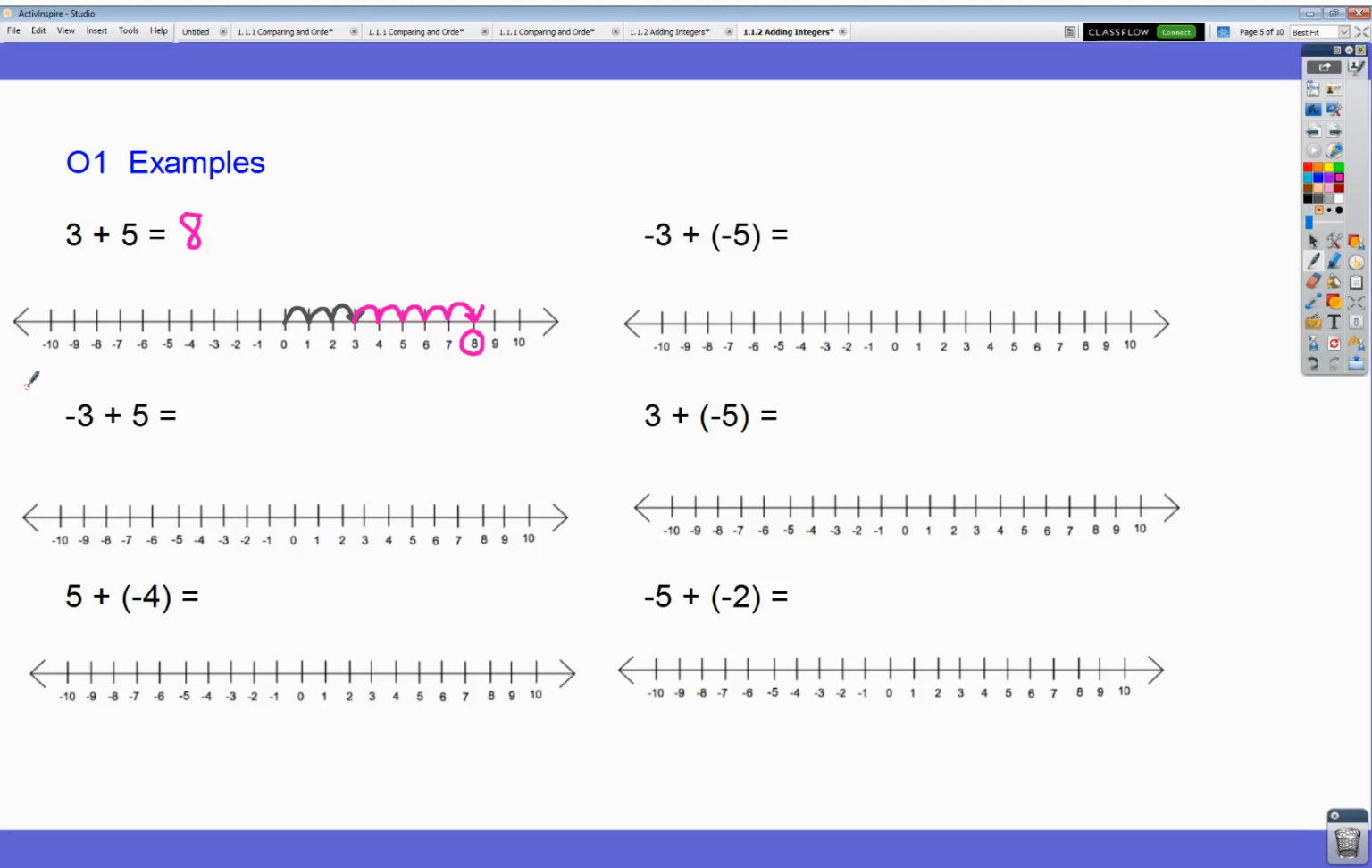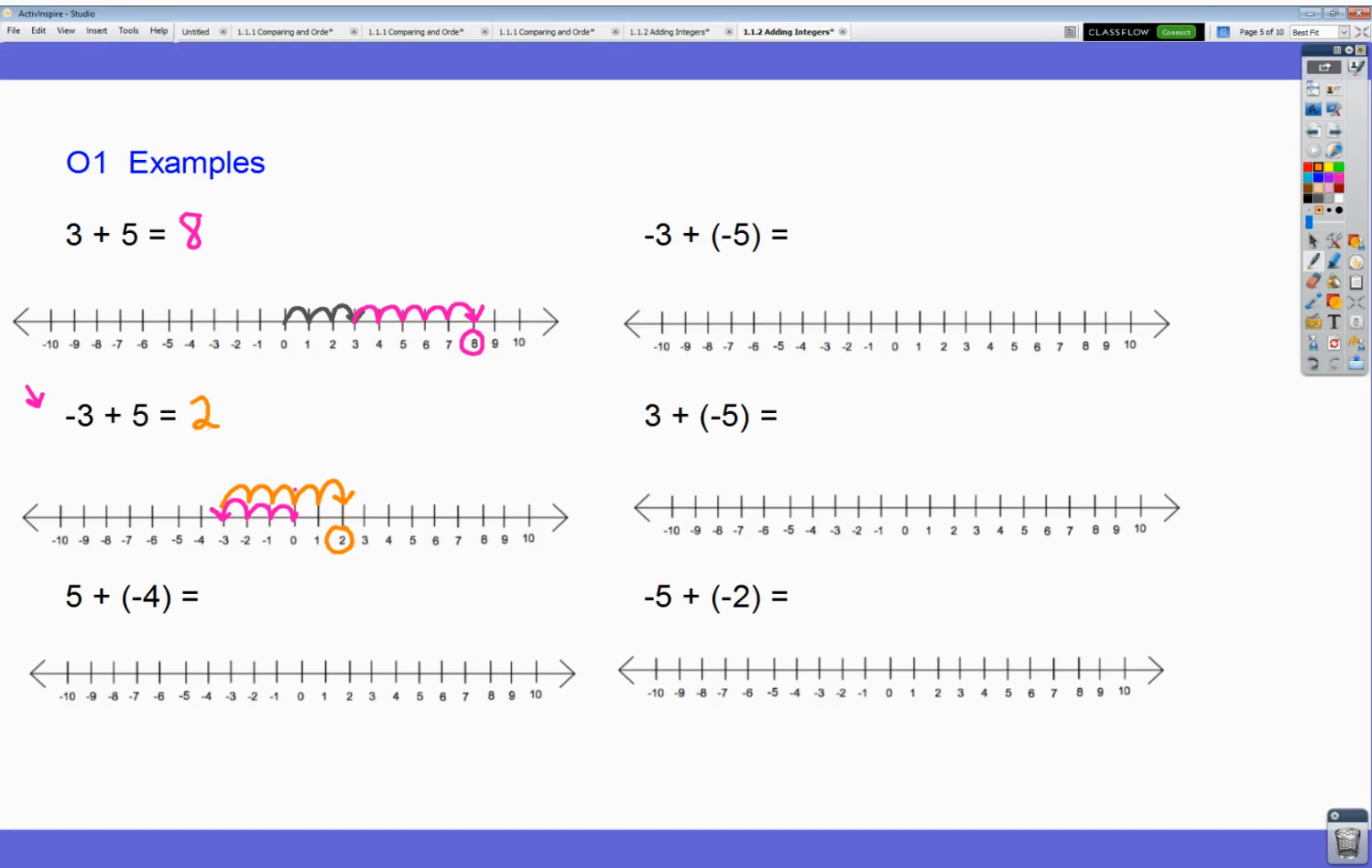Next, let's look at the example immediately below this, -3 plus 5. So step 1, start at 0. The first number is negative, so we're going to move 3 units to the left. 1, 2, 3. Step 2, move the distance of the second number. Second number is +5, so we're going to move 5 units to the right. 1, 2, 3, 4, 5. -3 plus 5 is 2.